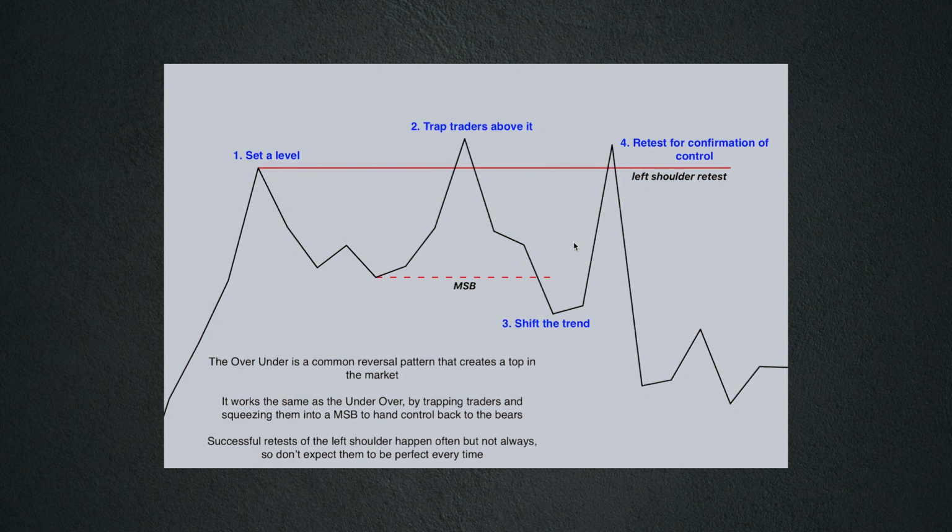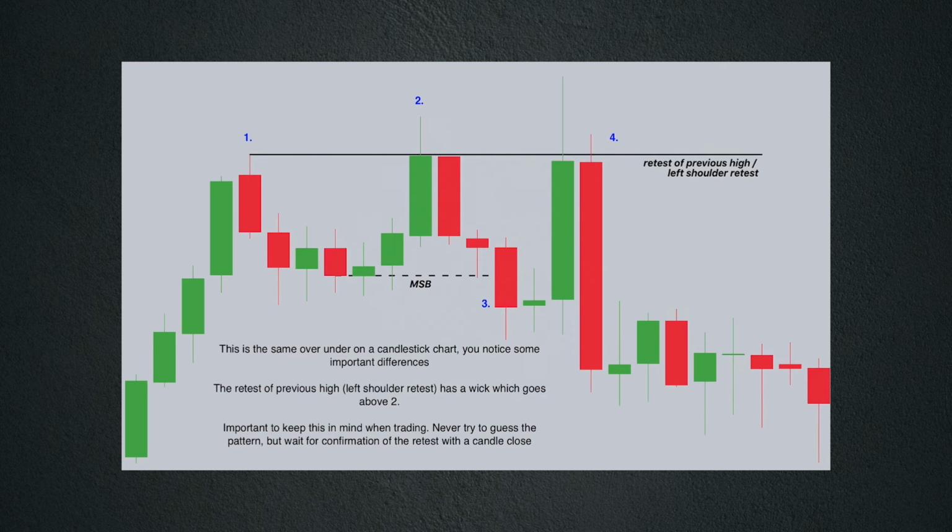Okay, you need patience. So this is the exact same over under on a candlestick chart, but there are some important differences. The retest of the previous high, the left shoulder retest, has a wick which goes above number 2. So that would have stopped out any traders who got in too early and put their stops above there. It's important to keep this in mind. Now this is the exact same structure. You set the high, you trap traders, you break your structure, and you have a successful retest.